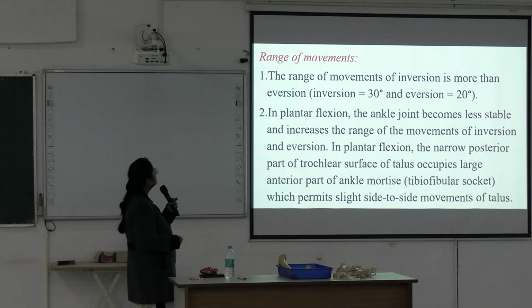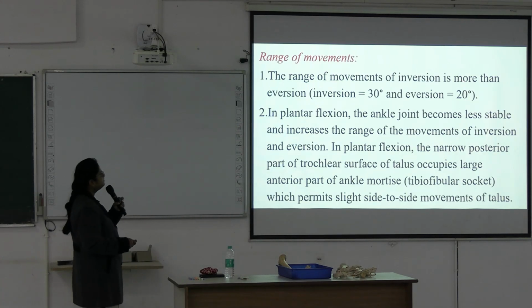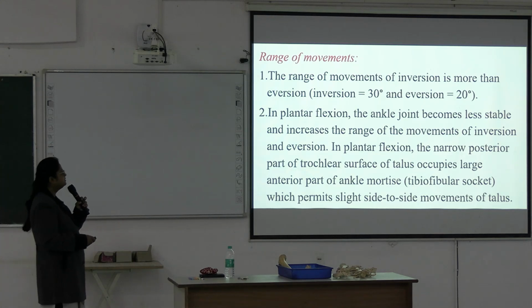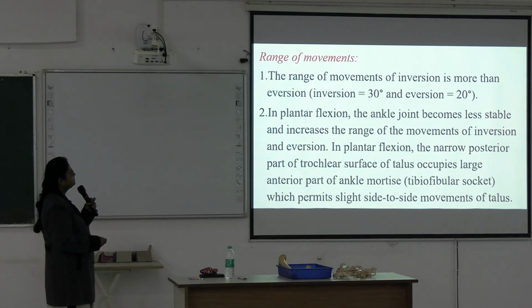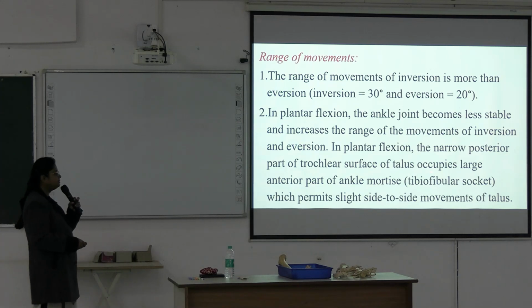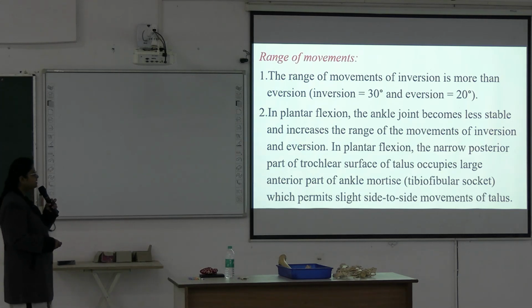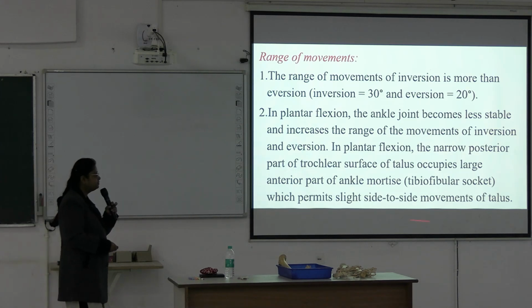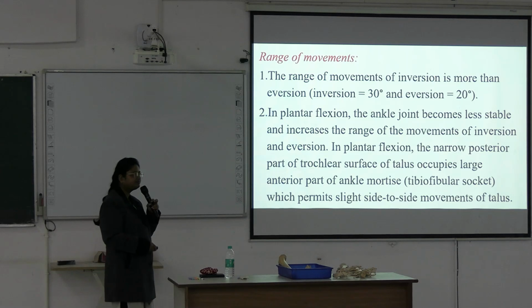Next, range of movement of inversion is more than eversion. Inversion 30 degree, eversion 20 degree. In plantar flexion, the ankle joint becomes less stable and increases the range of movement of inversion and eversion. And in plantar flexion, the narrow posterior part of trochlear surface of talus occupies the large anterior part of ankle mortise, the tibiofibular socket, which permits slight side to side movement of the talus.